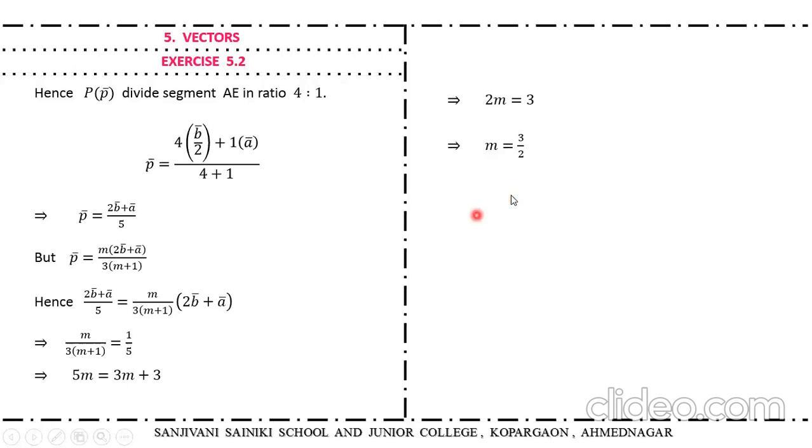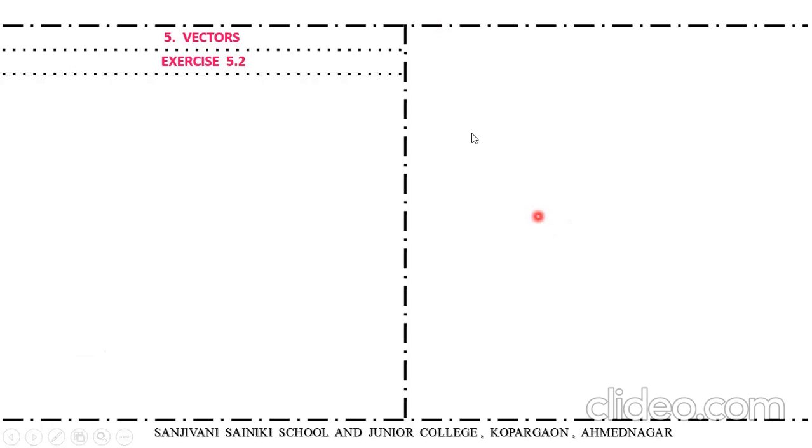That means this P divides OD in the ratio 3:2. Since OP upon PD is the required ratio, OP upon PD is 3/2.